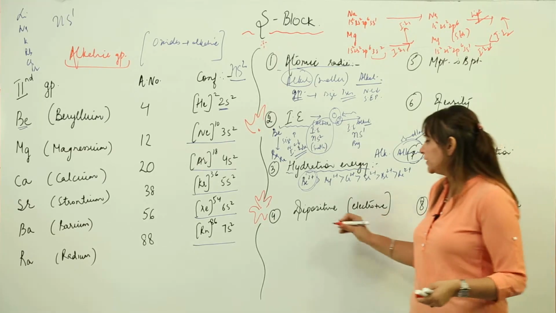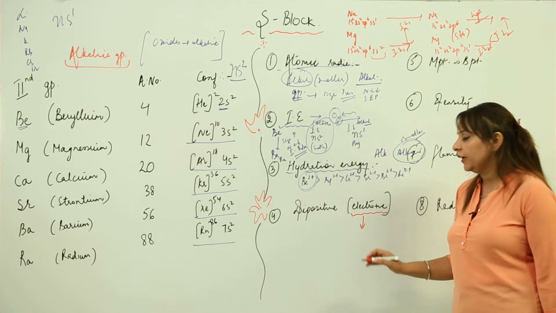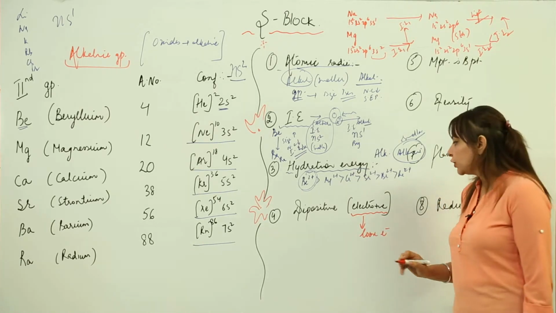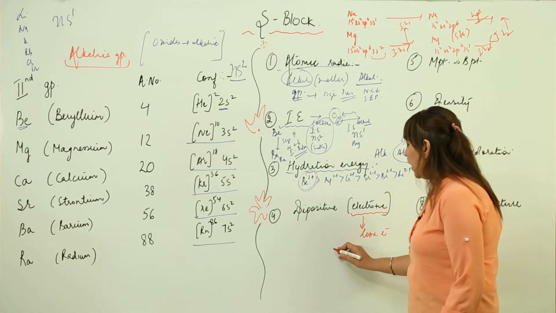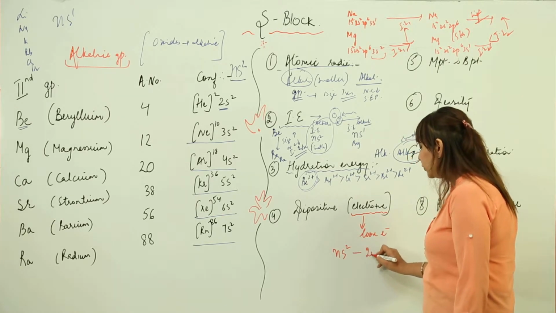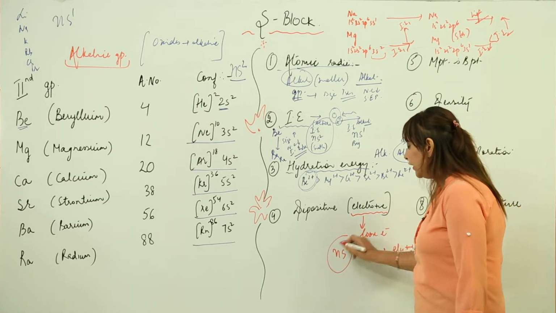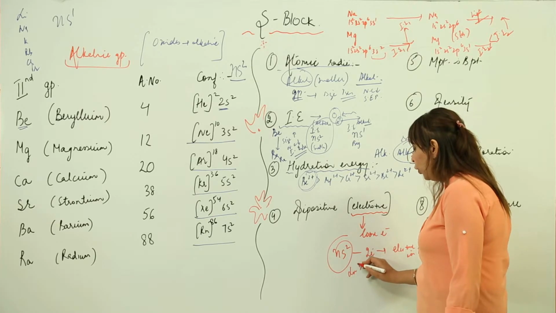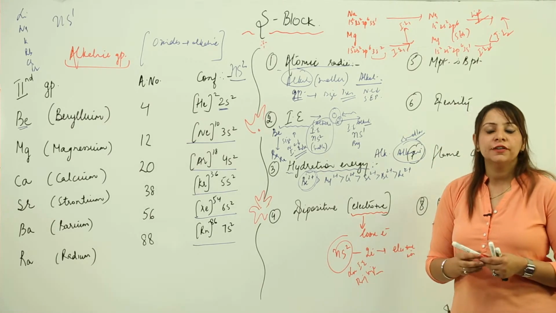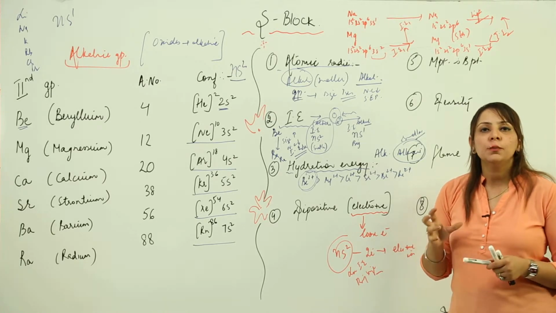The next property we have is the electropositive character. What is that? We know that electropositive character means the tendency to lose electrons. So we know that it is a metal and it has the configuration ns2. So that means they have a tendency to lose electrons and form electropositive ions. And moreover, the reason behind this is that they have low ionization energy and big size. So they will lose electrons, they have a tendency to lose electrons, and after that they will form electropositive ions.